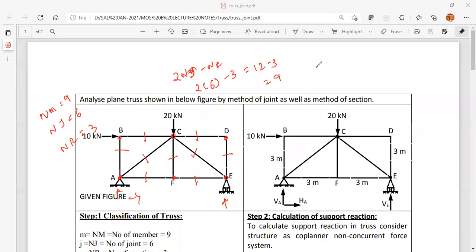So is our condition fulfilled here or not? Nm equals 2 times the number of joints minus nr. Please confirm me in the chat box. Is it clear?